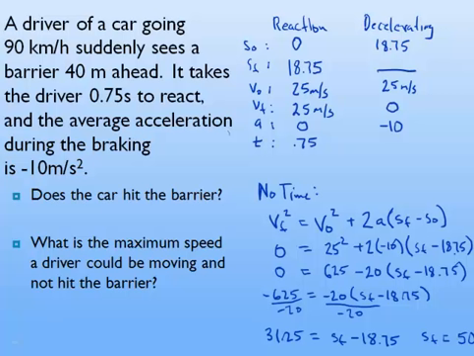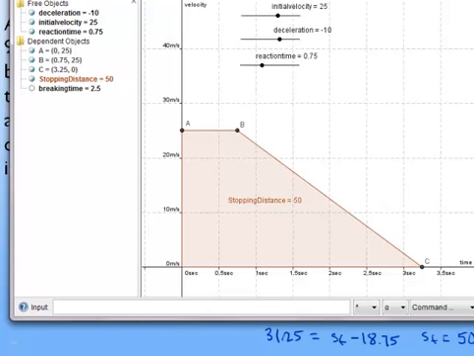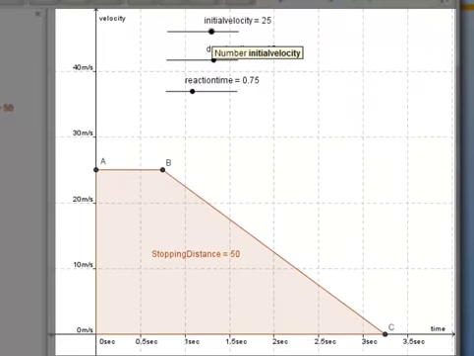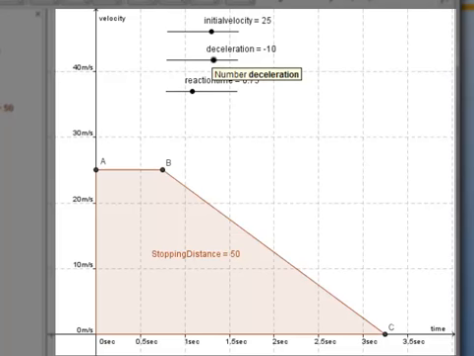So, for our follow-up question, what is the maximum speed that the driver could be going and not hit the barrier? We could go through this entire calculation again with a variable in for the initial velocity instead of the 25 meters per second. But rather than take all that time, I'd like you to look at a graph I produced that models this situation instead. In this GeoGebra graph, you can see up at the top the initial settings, the speed of 25 meters per second, the deceleration of negative 10 meters per second squared, and the driver's reaction time. And graphed behind it is a velocity versus time graph.